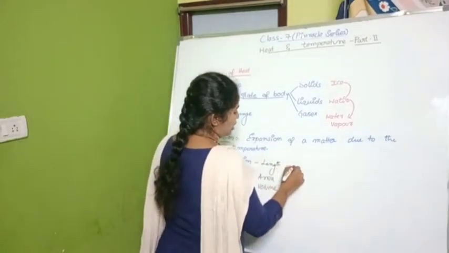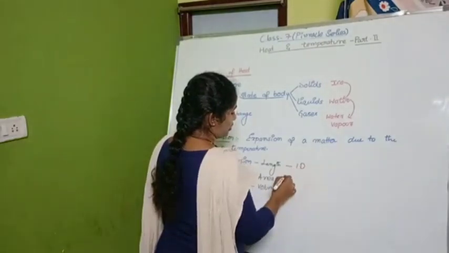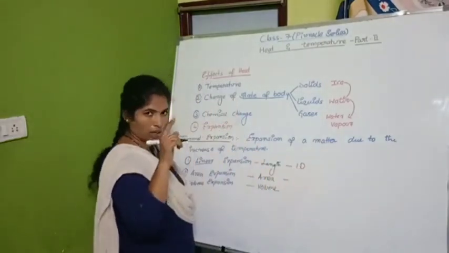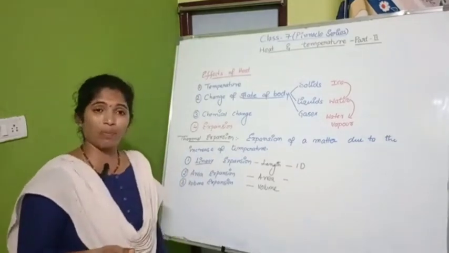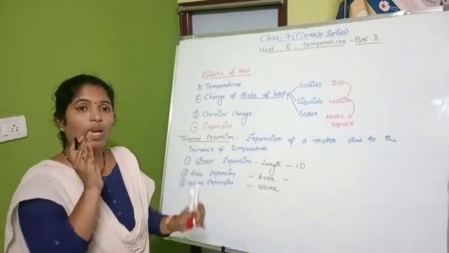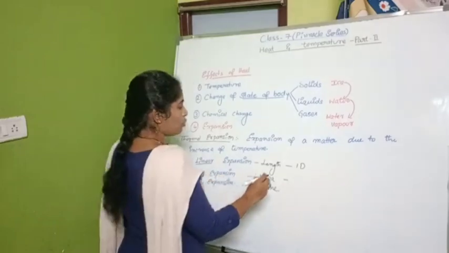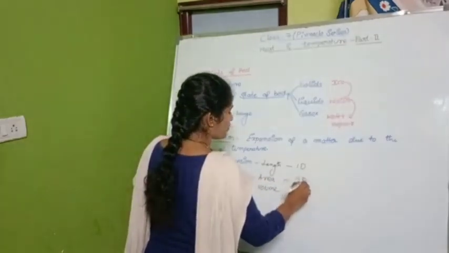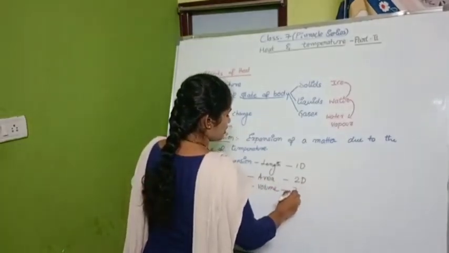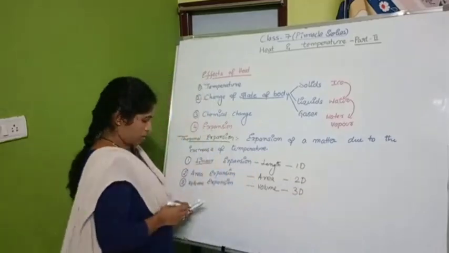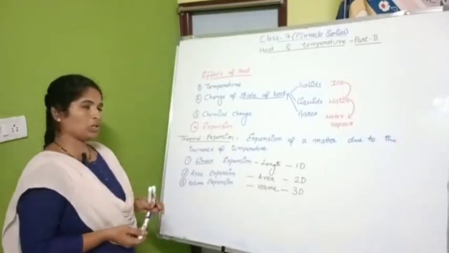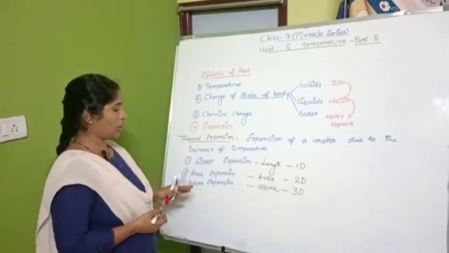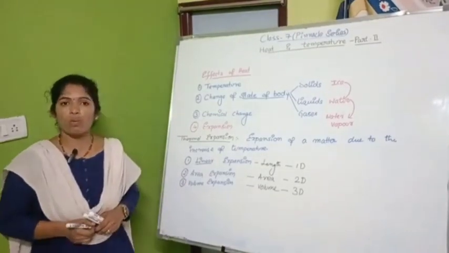The linear expansion we call one-dimensional expansion. That is, in one direction the dimension will expand. Remaining two directions also will expand, but it is very less. That's why we will neglect it. One-dimensional expansion is linear expansion. Two-dimensional expansion is area expansion. Three-dimensional expansion is volume expansion.